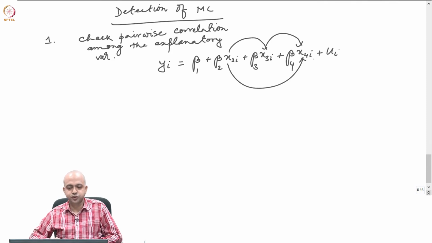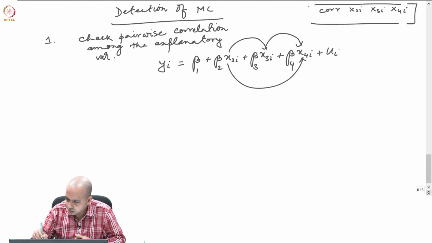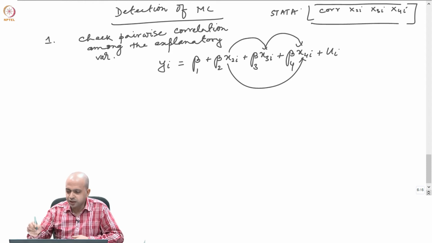This is called pairwise correlation. In the statistical software we use, after importing the data, if you simply put the Stata command CORR, then x2, x3 and x4, that will give you this pairwise correlation.